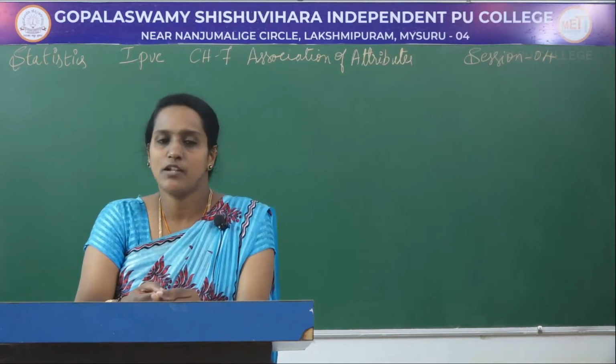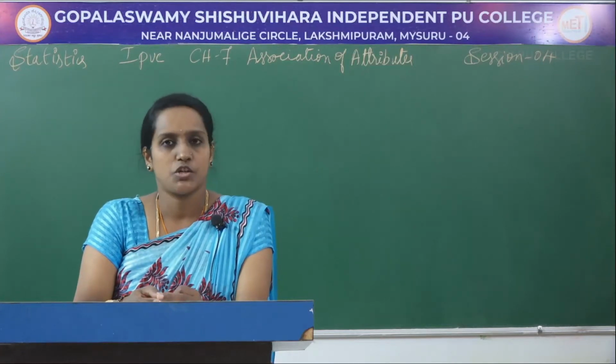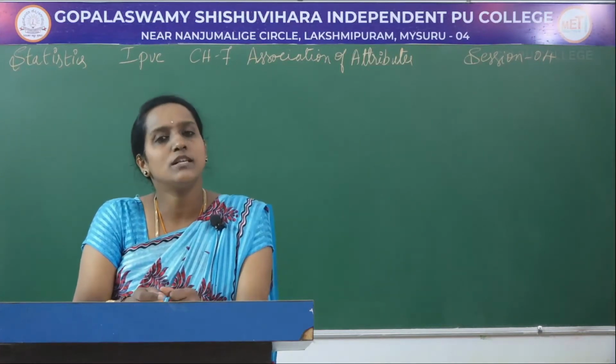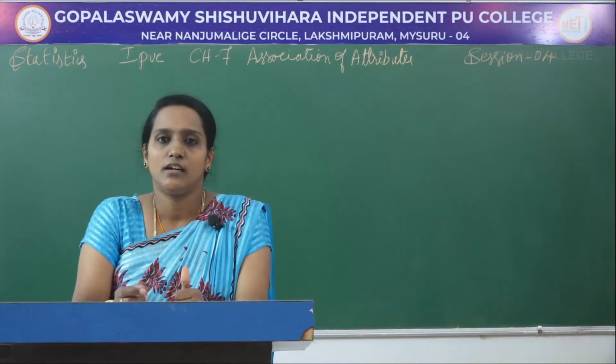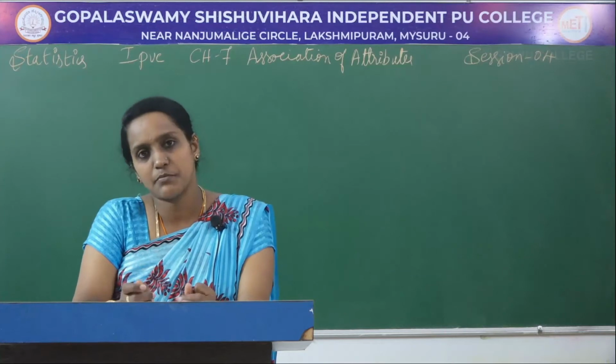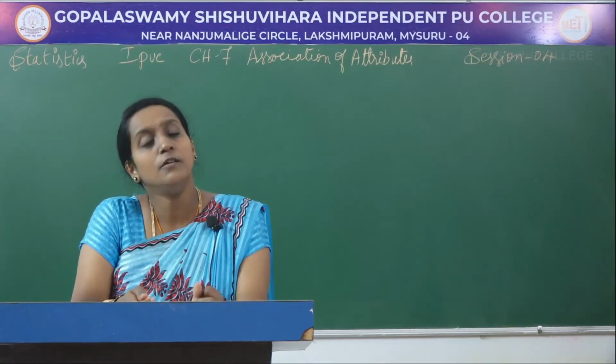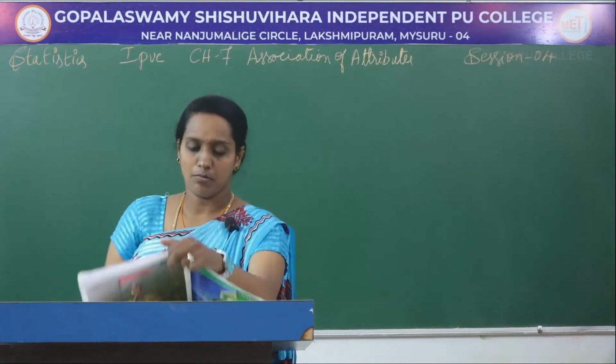Today we are coming to the last session in chapter 7, association of attributes. Let us solve some problems on this, and this will be your statement problems and how to convert the statement problems to the table, and then we will go solve for the Yule's coefficient. Write down the problem, students.